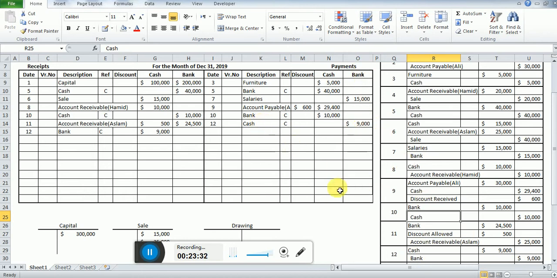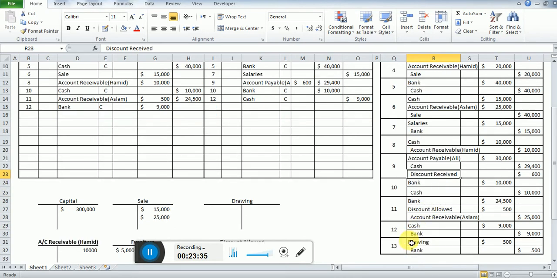Okay, the last transaction we have is drawing account debited and bank account credited. So in 13, bank account credited $500, and the reason behind it is drawing.